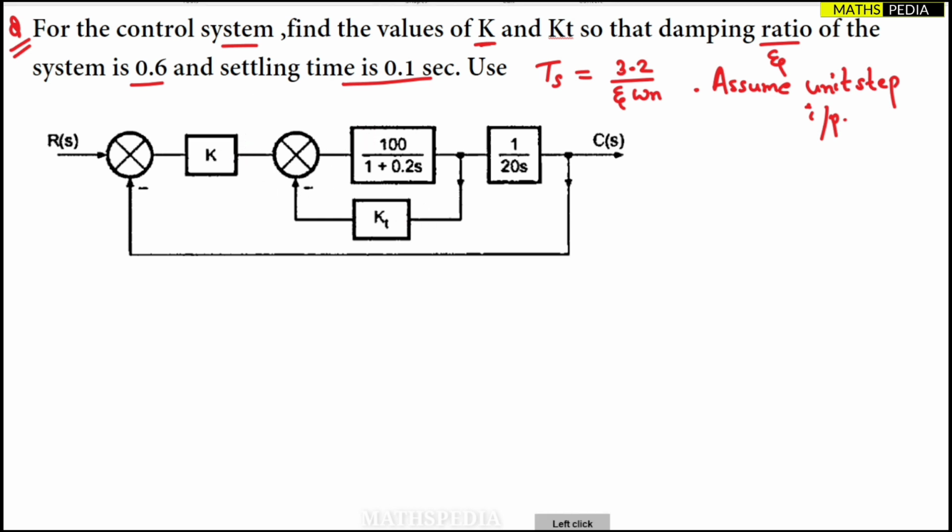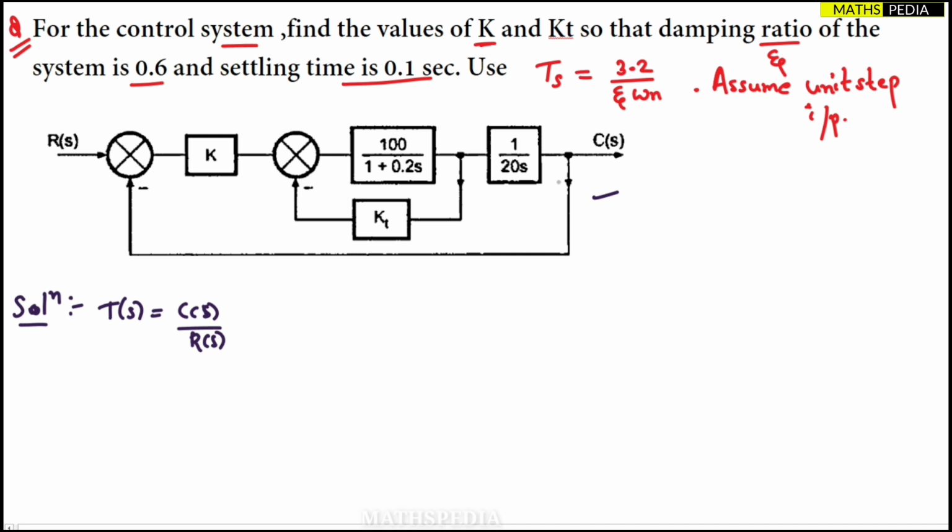Now let us proceed. First thing, always remember, first you have to find the transfer function. They have not given the transfer function directly, which is nothing but c of s by r of s. It is not given. So we have to find out c of s by r of s. For that they have given the figure. So for that we can go by the block reduction method.